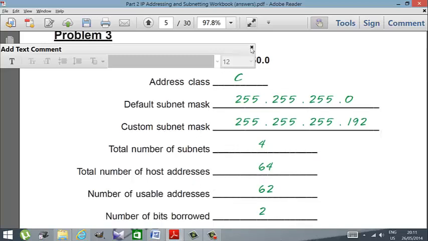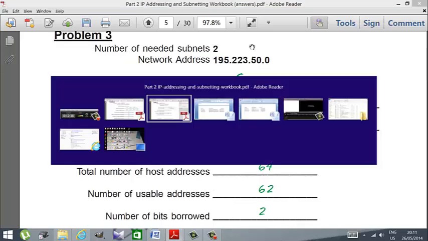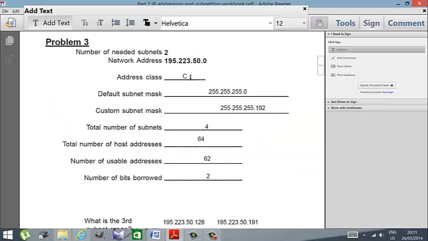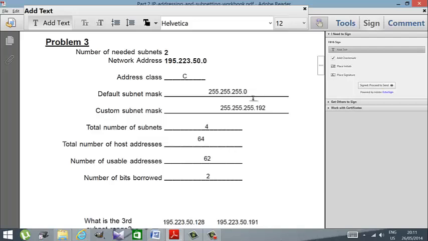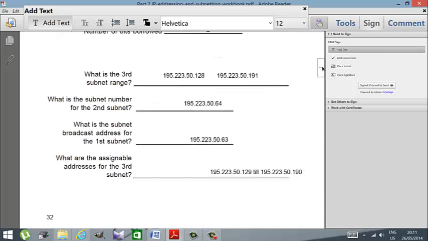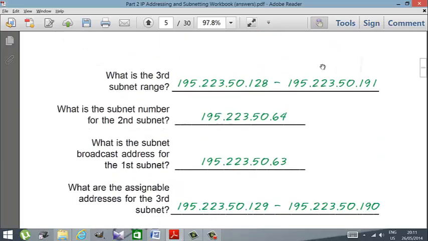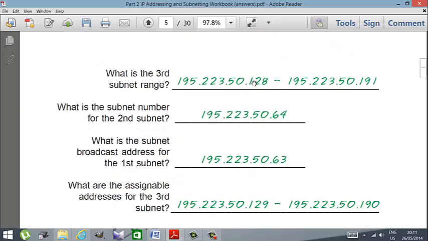For the first part, the address is class C, subnet mask 255.255.255, everything the same. Now let's check this critical part. What's the third subnet range? From 128 to 191. The second subnet, 64.